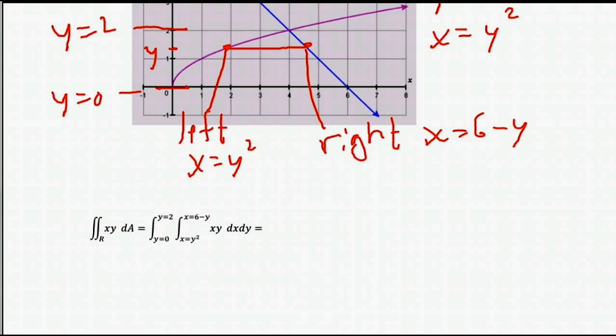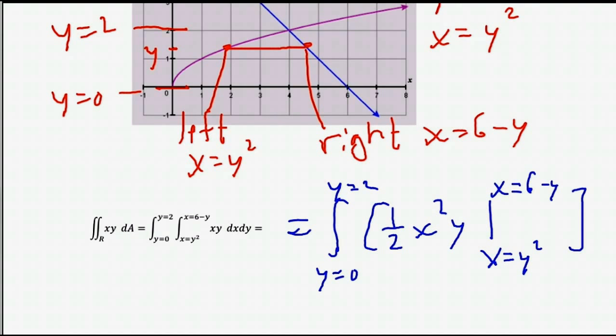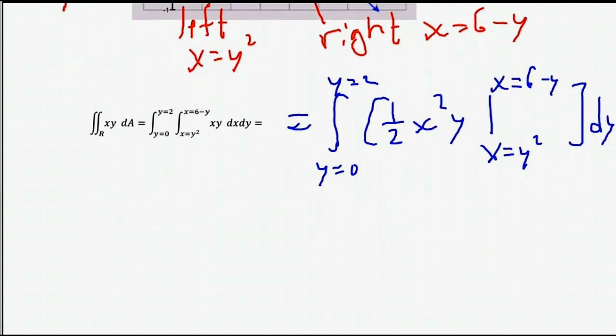So now we're going to find our antiderivative. We first find the antiderivative of our function with respect to x, so we treat y as a constant and just leave it alone. It's going to come along for the ride. The antiderivative of x is 1/2 x squared, multiplied by the constant y. Then we evaluate that from x equals y squared to x equals 6 minus y. Plug in those for x and subtract.